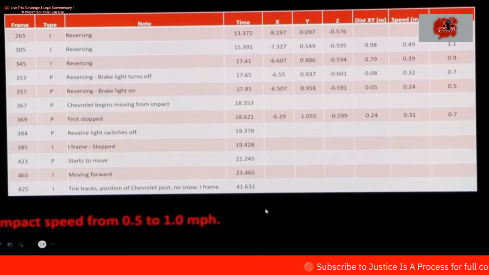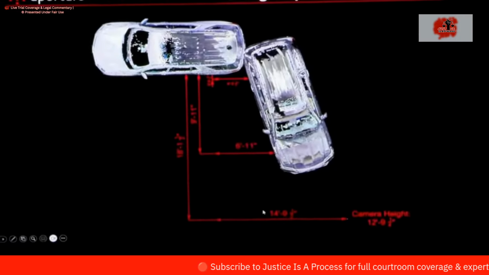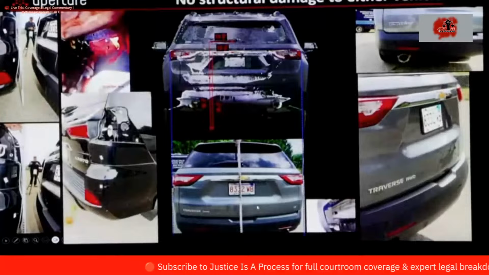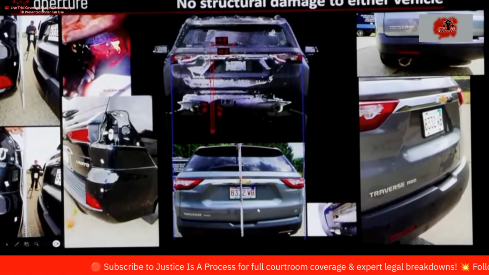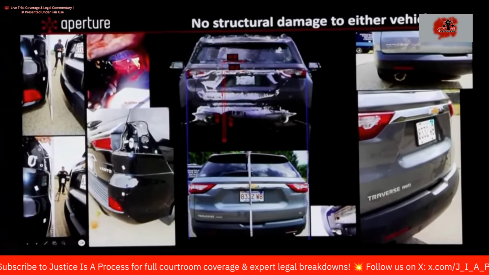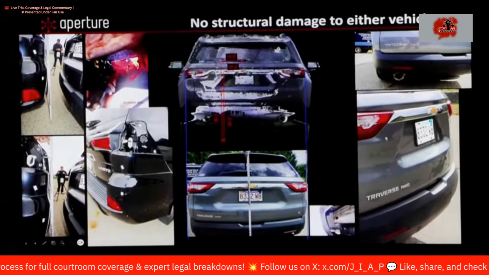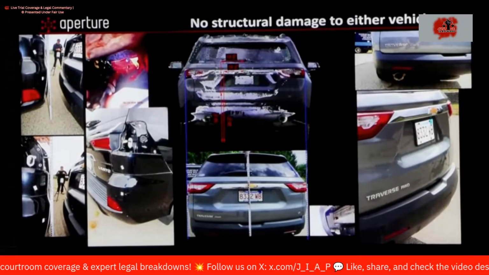Slide over, please. Oh, thank you, Your Honor. Slide 99. That's the dimensions. Slide 102. Similar to what I said, no damage to that light, no damage to Mr. O'Keefe's Traverse in that area.